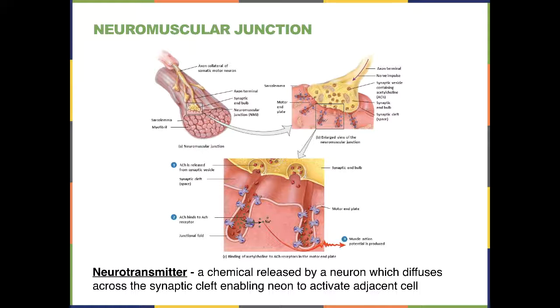So a neurotransmitter, which is the new term in everything that we've just been talking about, is the chemical that's released by a neuron, which diffuses across the synaptic cleft, or the space between the axon terminal and the muscle cell, and it enables the neuron to activate the adjacent muscle cell. And we're going to look in more detail at how this occurs.